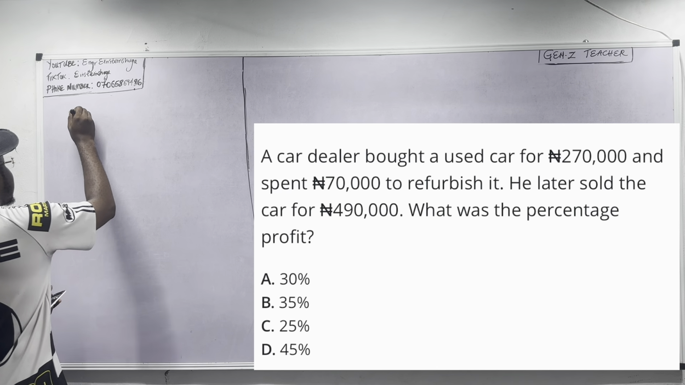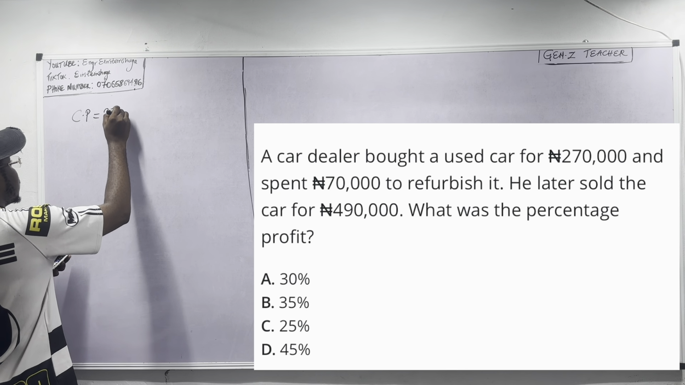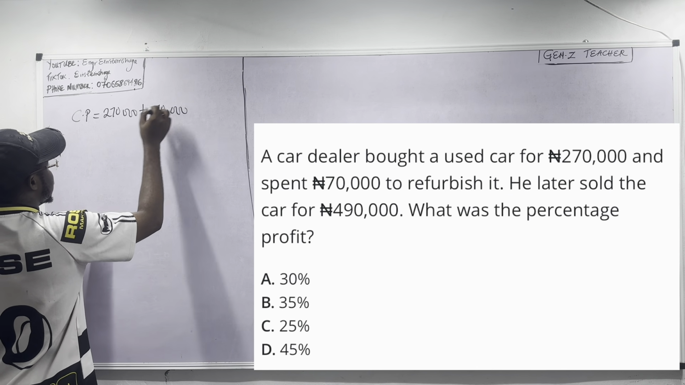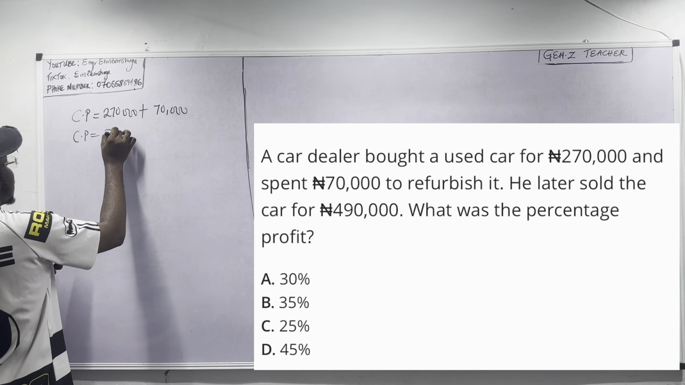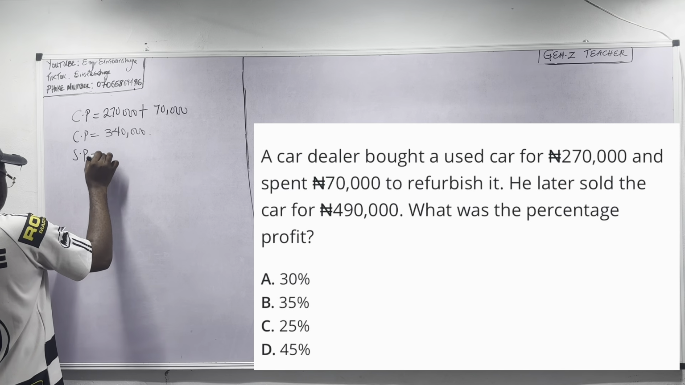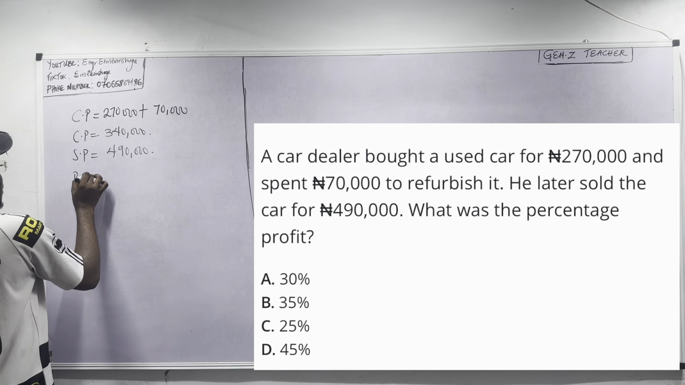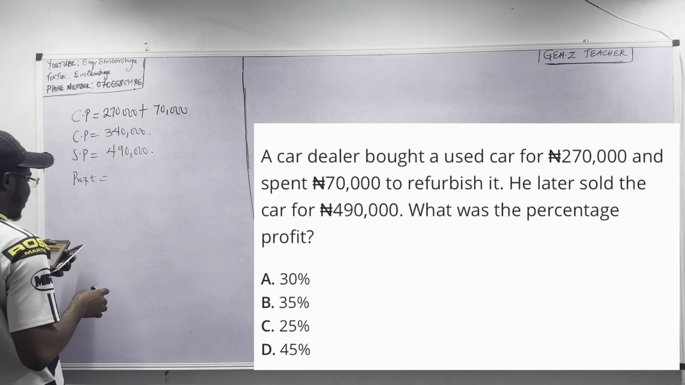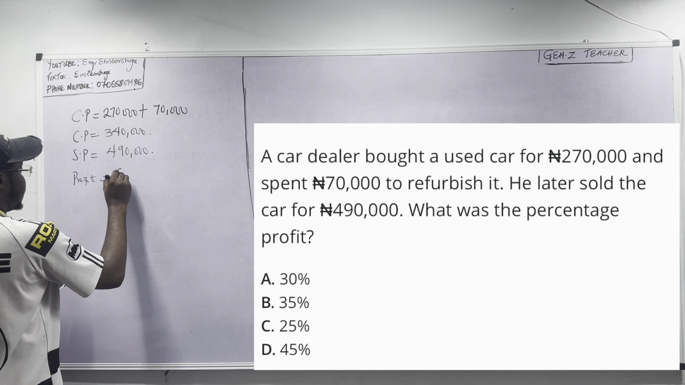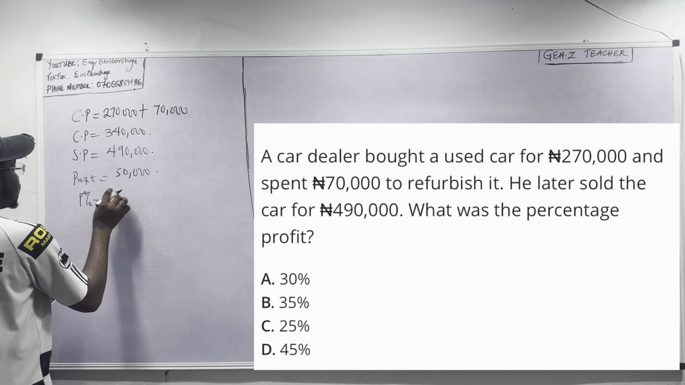Okay, so the cost price in this question is going to be the 270,000 naira given plus the refurbishing fee, which was 70,000 naira. Okay, so the cost price should be 340,000 naira. And then it was sold for 490,000 naira. So already we see that the guy made profit. So the profit made is the difference in this value. So 490 minus 340, that's 150,000 naira profit. Therefore, we have to find the profit percentage. Okay, it is profit over the cost price.